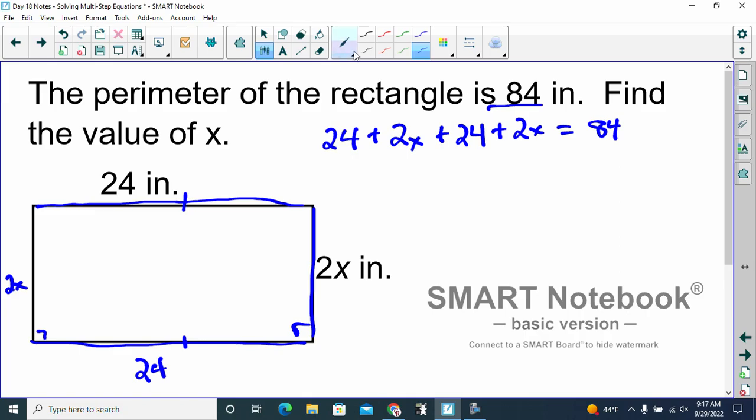And now we solve this equation the same way we just did those previous 8 problems. Start by distributing. We don't have anything to distribute. Combine like terms. 2x and 2x, that makes 4x. 24 plus 24 is 48. And solve your two-step equation.